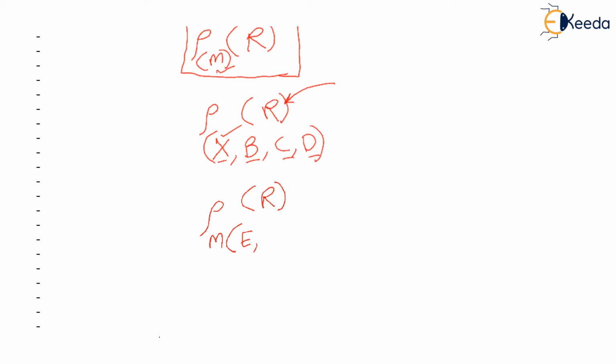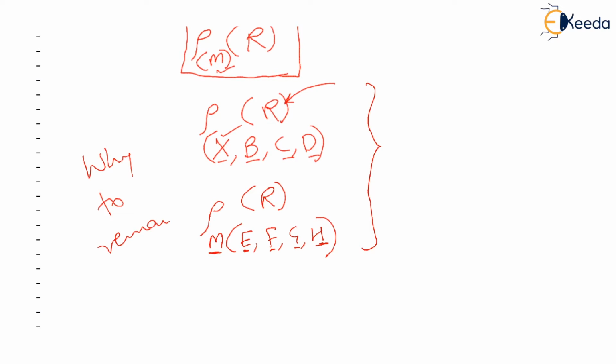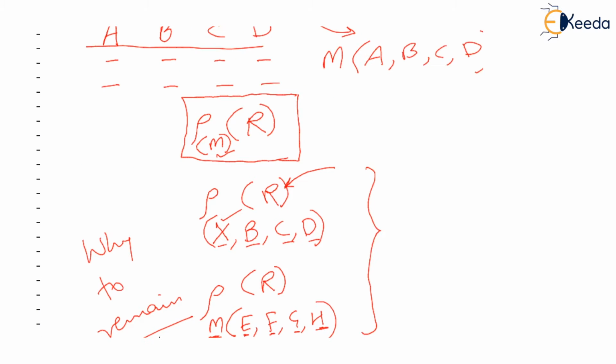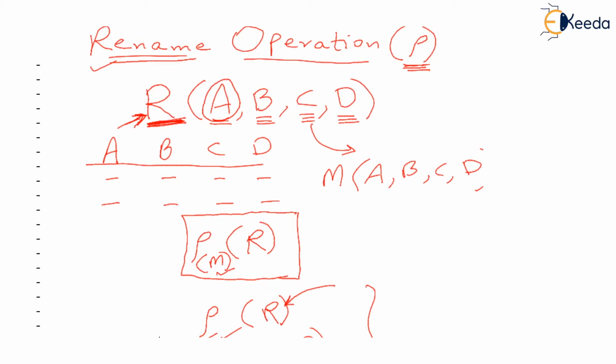So we have a table name called M, and the column names instead of A, B, C, D is E, F, G, H. That's how you use rename operator. The foremost question that comes to our mind is, why to rename? Isn't it? Why to rename? We will be having lots and lots of examples later in our exercises where you will see that rename operation is so helpful.